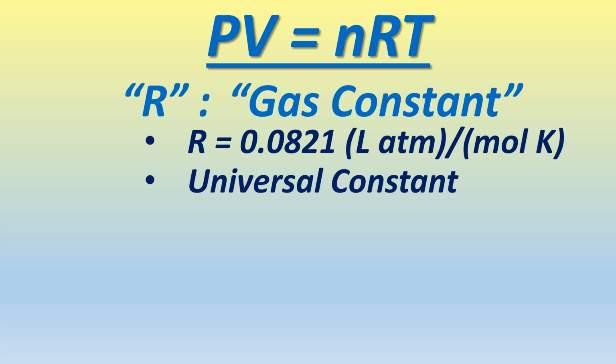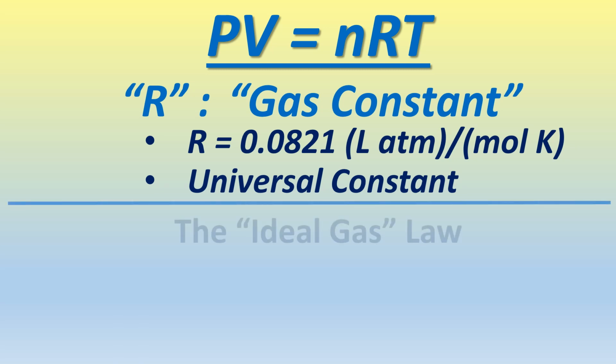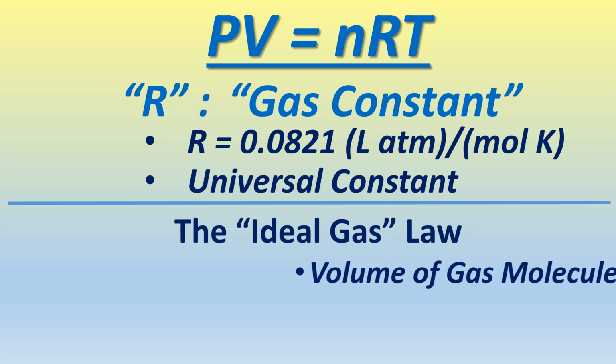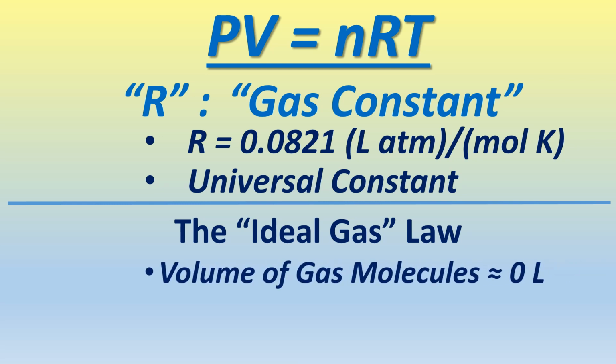For now, sticking with the basics, PV equals nRT is called the ideal gas law, where an ideal gas is defined as a substance where the volume is negligible. In other words, the gas molecules themselves take up no volume. Also, the interactions are elastic. The molecules will bounce off of each other and off of the wall with no attractions or repulsions.